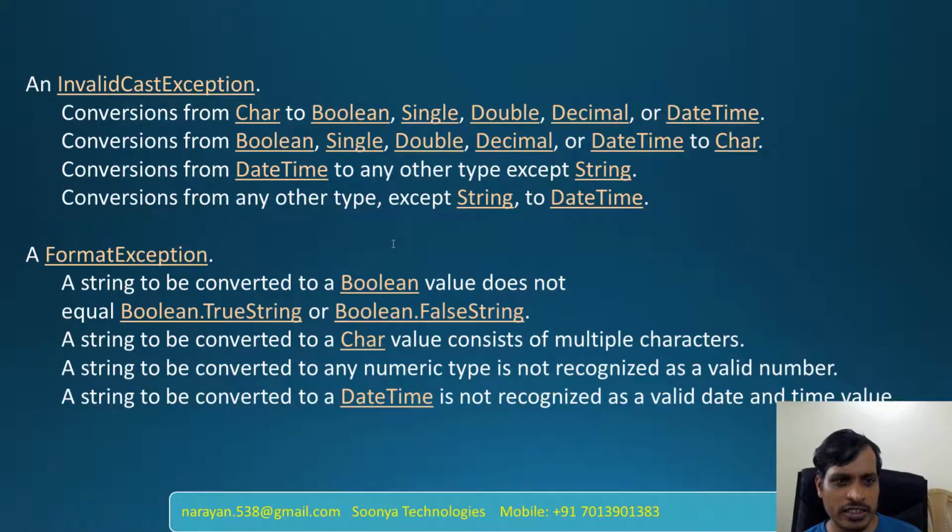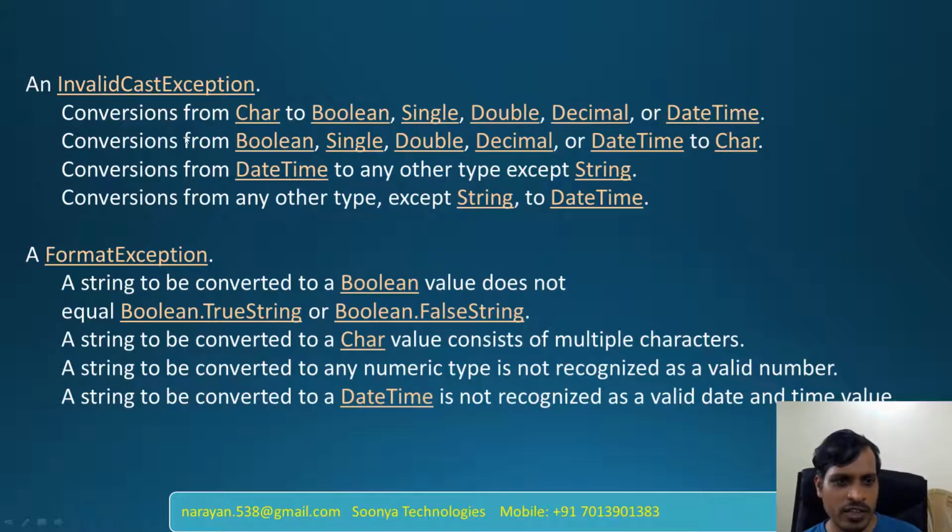At the time of using static methods of the Convert class, we may get different types of exceptions. Those exceptions are InvalidCastException and FormatException. For example, if we convert from character to boolean, single, double, decimal or DateTime, we may get an InvalidCastException. Conversions from boolean, single, double, decimal or DateTime to character, conversions from DateTime to any other type except string, and conversions from any other type except string to DateTime.